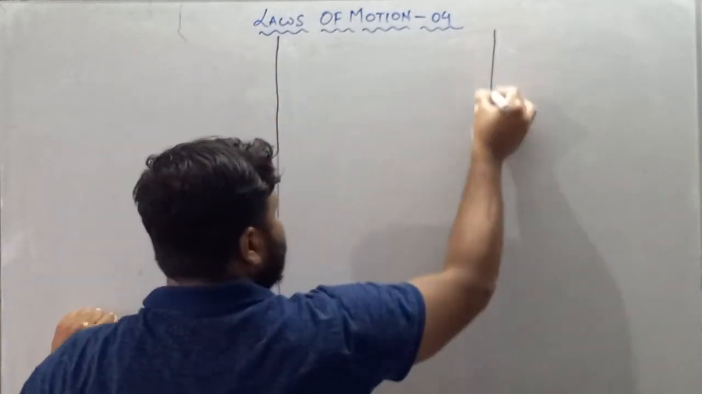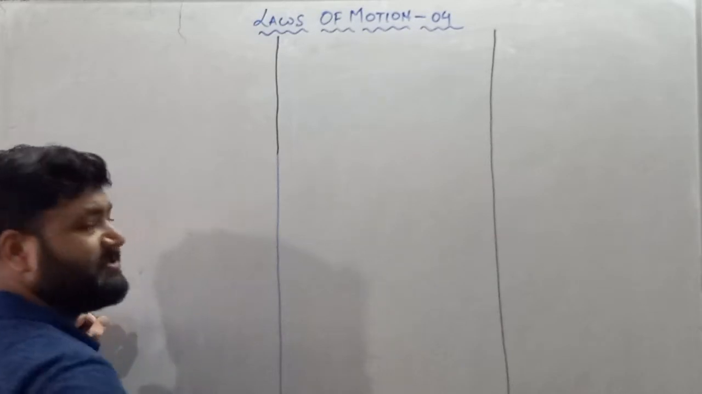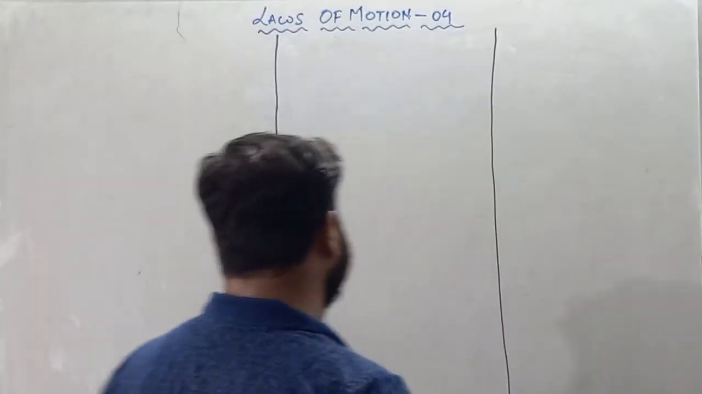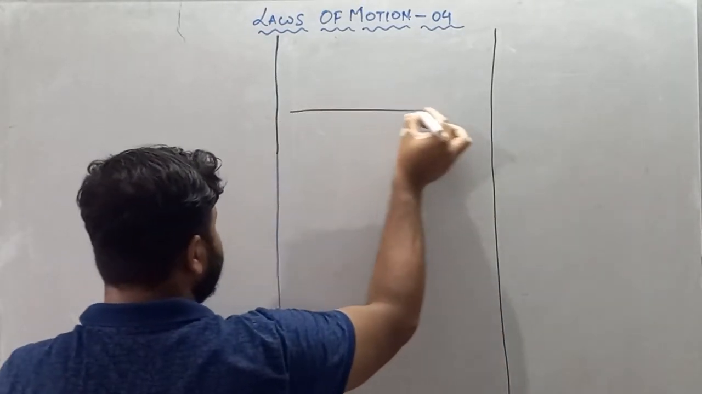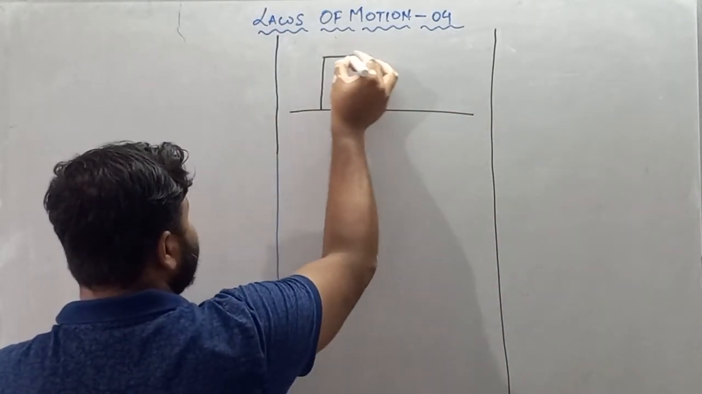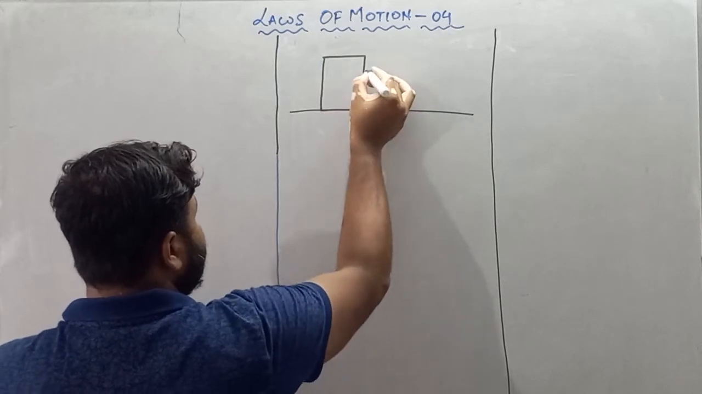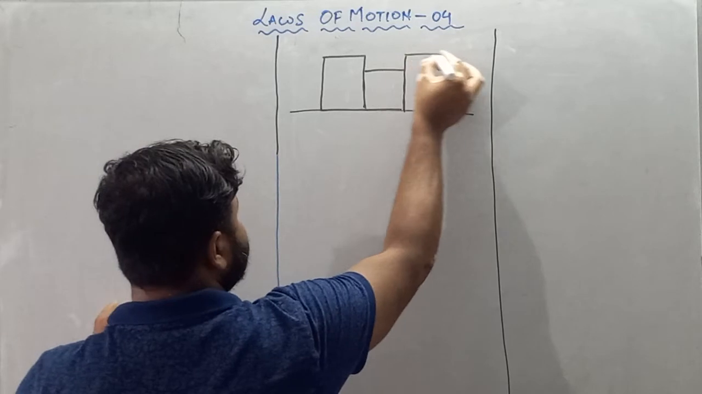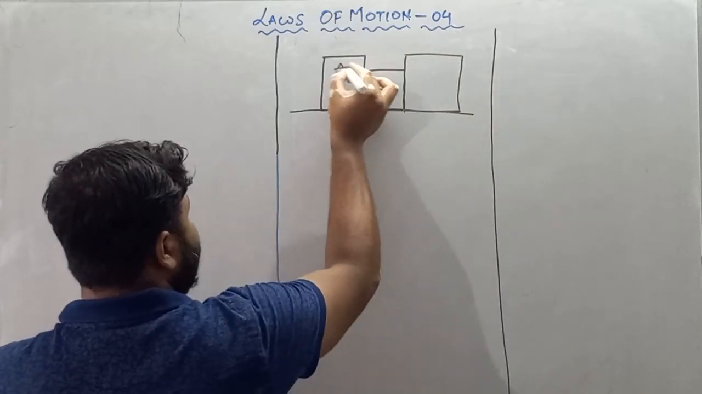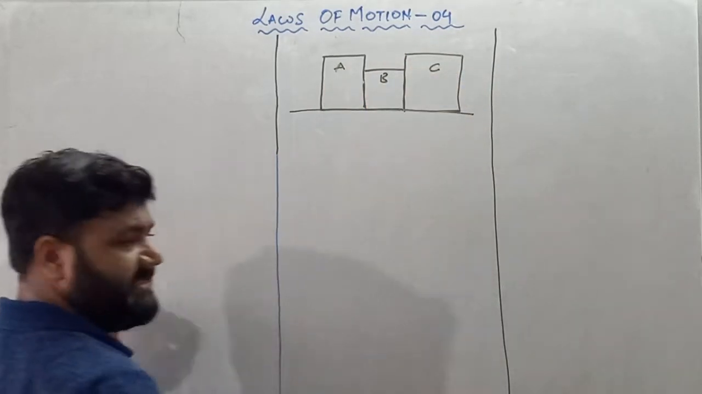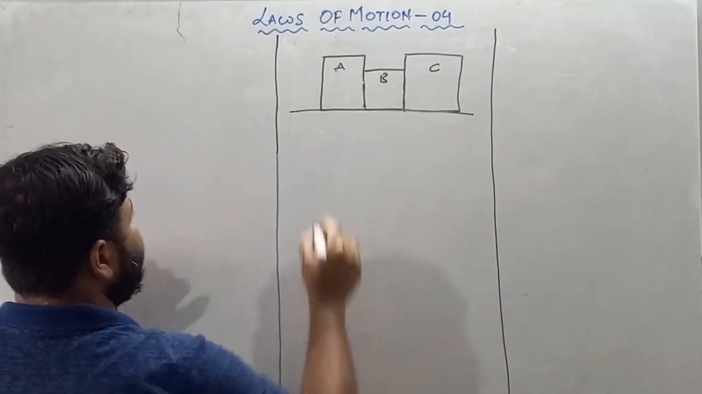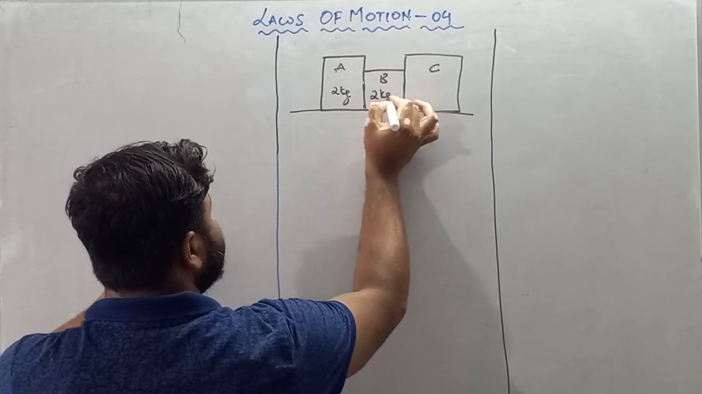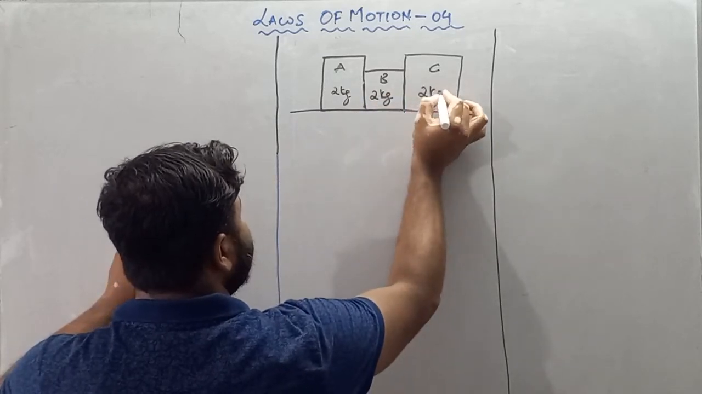So here comes the trick to solve Newton's laws of motion without making a free body diagram. So try to understand, my dear student. Let's suppose we have a question like this. 3 blocks are there. I'm making 3 different blocks: block A, block B and block C. Let's suppose the mass of block A is 2 kg, mass of block B is again 2 kg and mass of block C is again 2 kg.